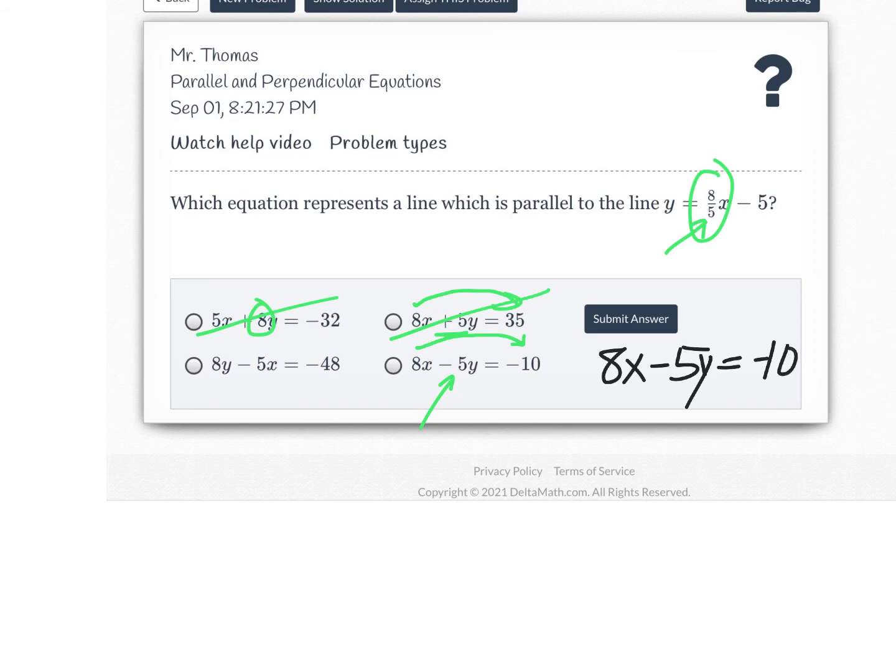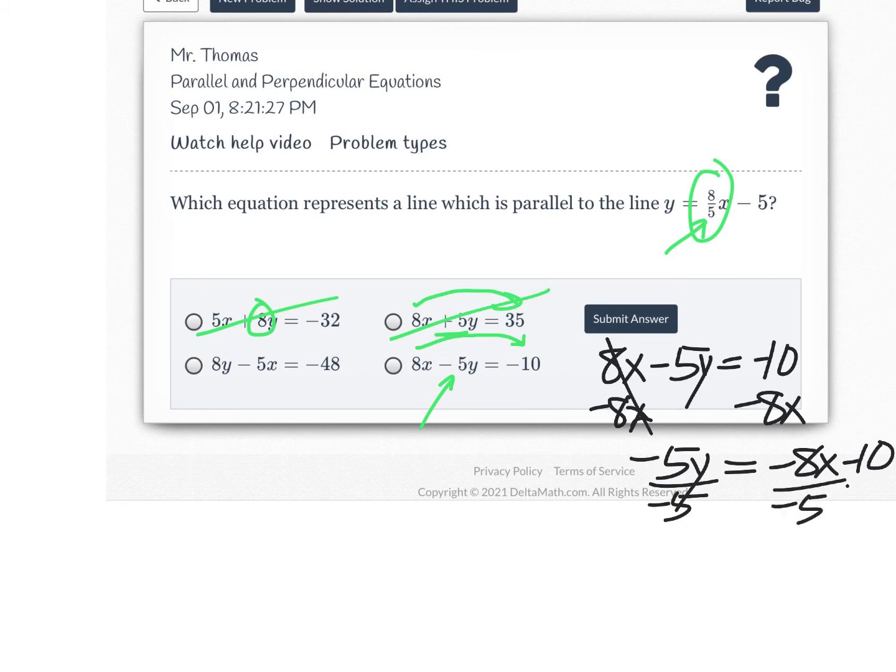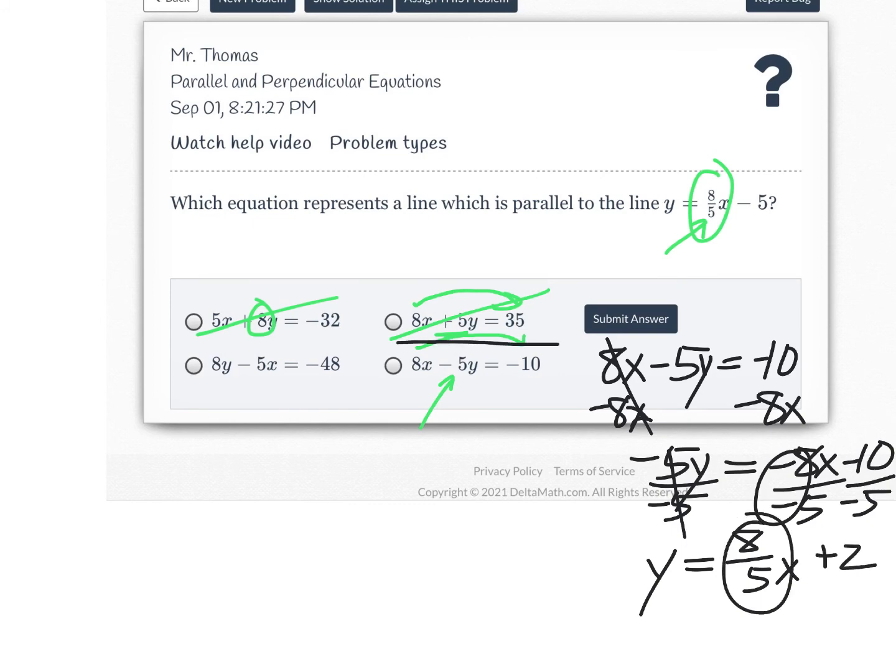And again, if you can't understand the process by which I just went through, you can just do each equation independently and work them out. So I take the x over, it becomes its opposite, negative. And then I have to divide by the negative 5. So when I do that, this now becomes a positive 8/5 x, and that's a plus 2. Now I have the same slope, so that was correct.